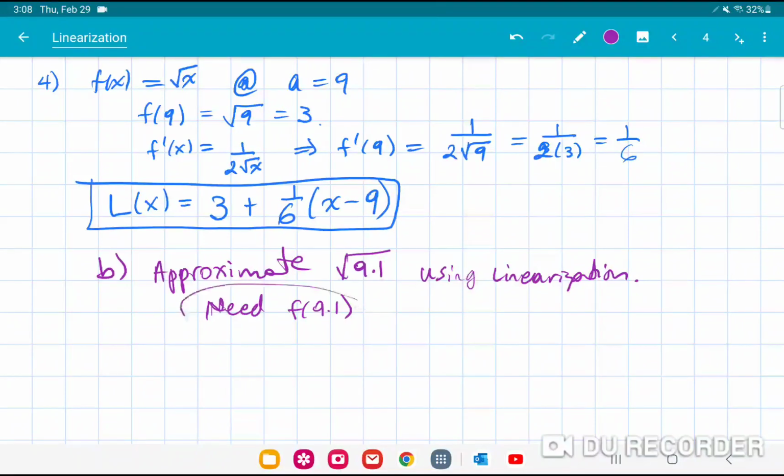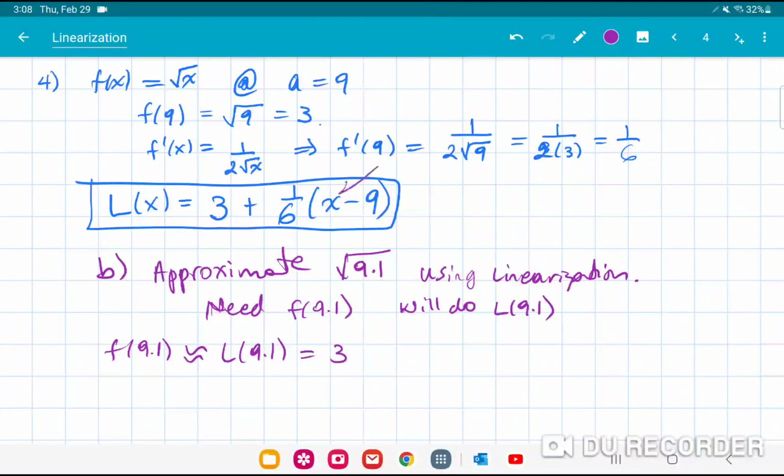So we will do the second best. So we'll do L of 9.1. 9.1 is close enough to 9. And so we're going to do L of 9.1 to approximate f of 9.1. Okay? So f of 9.1 is what we need. But that's approximately the same as L of 9.1, which is, I'm going to stick 9.1 in for x in the function L.